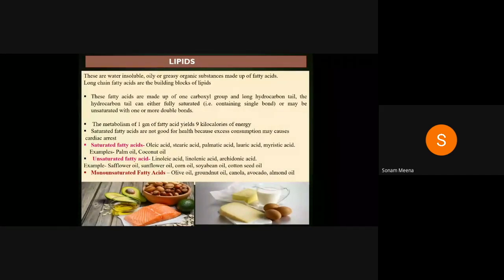For our healthy life, we have to use unsaturated fatty acids because they do not cause any cardiac arrest. If we consume an excess amount of saturated fatty acids, it may cause cardiac arrest. Monounsaturated fatty acids are found in olive oil, groundnut oil, canola, avocado, and almond oil.